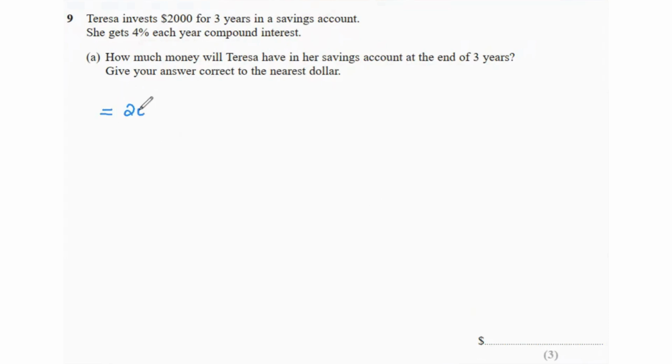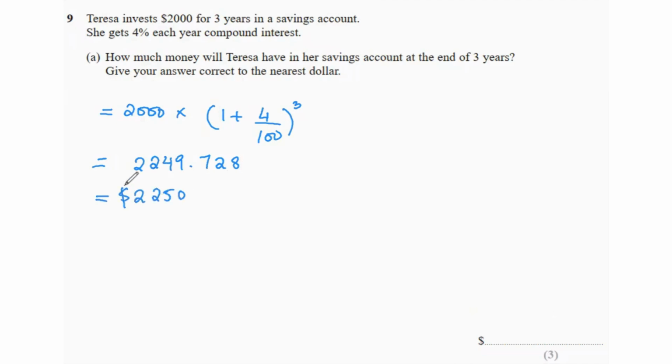So 2,000 times 1 plus 4 over 100 to the power of 3. So 4 divided by 100 is 0.04 plus 1, 1.04 to the power of 3, and then times it by 2,000. That's going to be 2,249.728. Correct to the nearest dollar, it's going to be 2,250. That is your final answer.